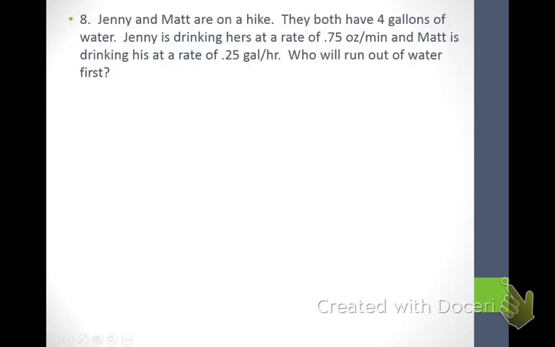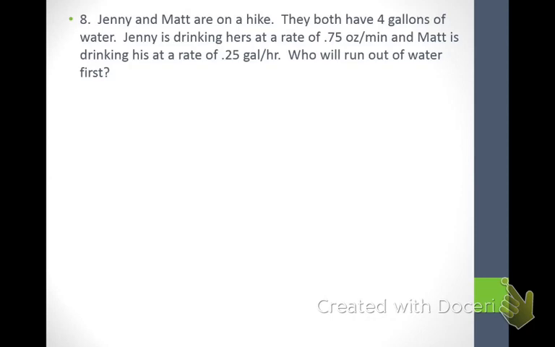Next guy here. Ginny and Matt are on a hike. They both have 4 gallons of water. Ginny's drinking hers at a rate of 0.75 ounces per minute, and Matt is drinking his at a rate of 0.25 gallons per hour. Who will run out of water first? Okay? Try to figure that out. Okay. So, since they both start with the same amount of water, it's all a matter of which one's drinking faster. Right?